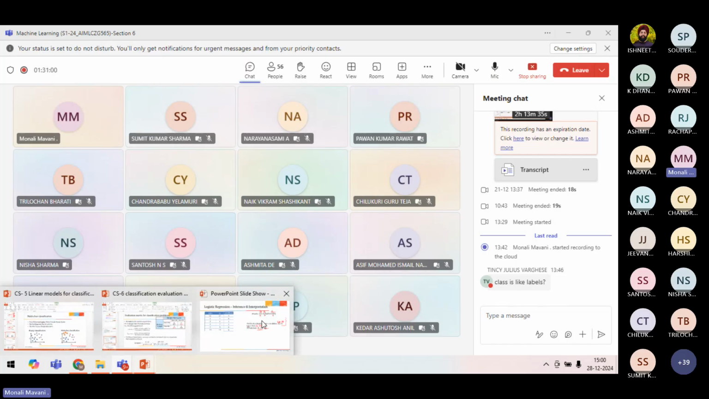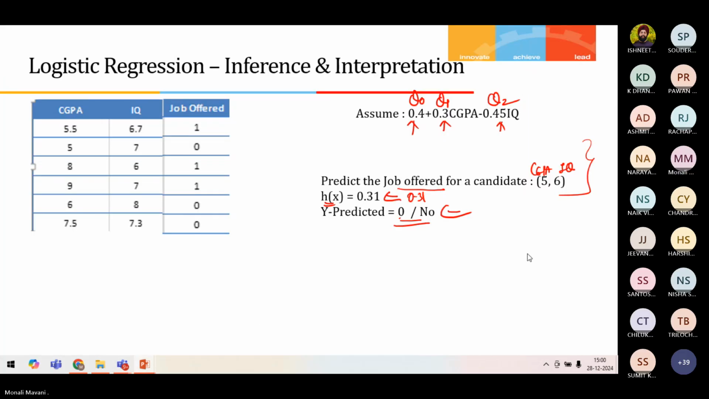Am I audible? Hello? Are we connected? Are we still connected? Yes, sir, you are audible. Okay. Madam, tell me something, try to remember. You should remember, because the same concept is coming again and again.